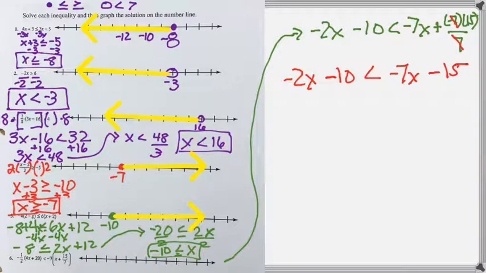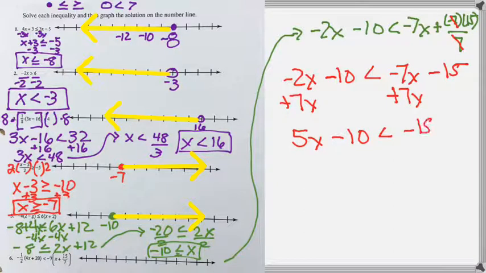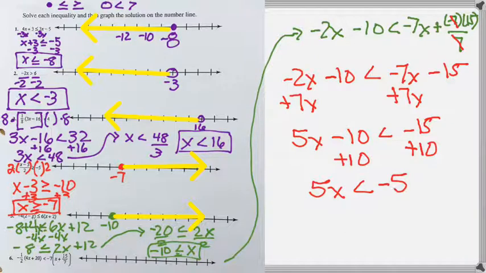So we'll add 7x to this side. Add 7x to this side, I will be left with 5x minus 10 is less than negative 15. I will add my 10 to this side, add my 10 to this side, and I'll be left with 5x is less than negative 5. And then when I divide by 5, I'm dividing by a positive 5, so I don't have to worry about flipping my inequality. So I'll be left with x is less than negative 1.